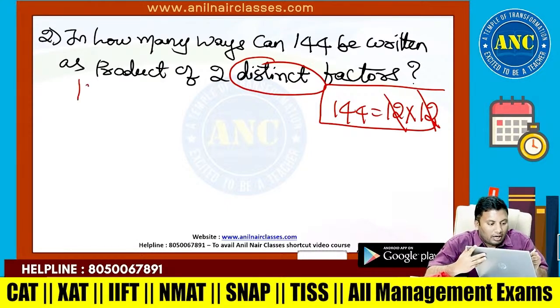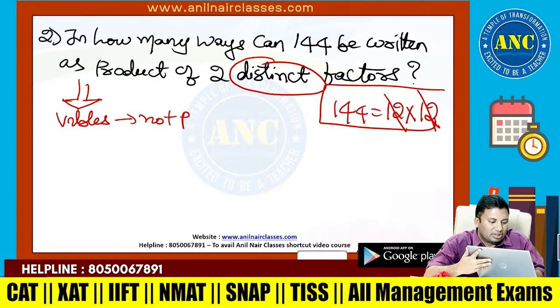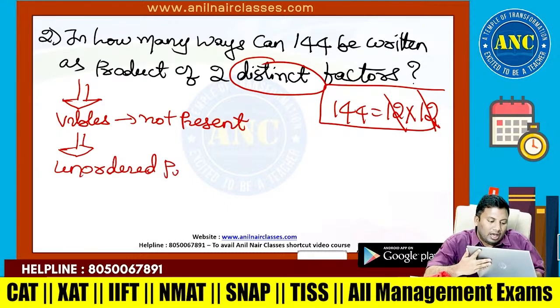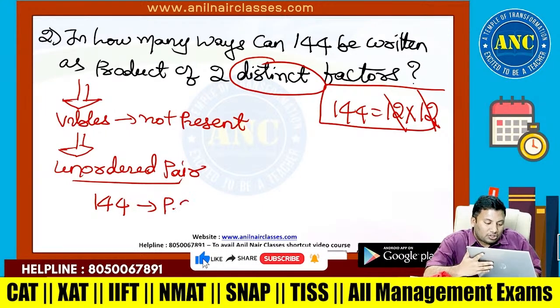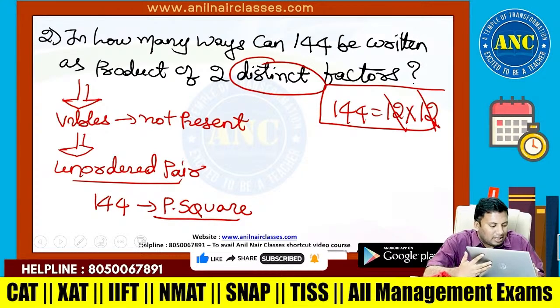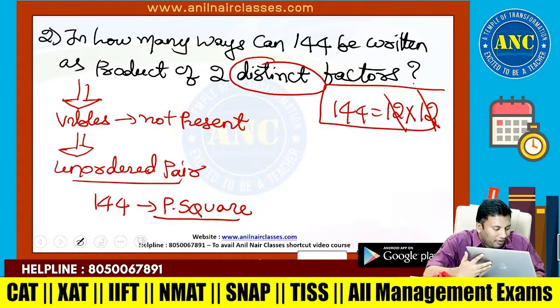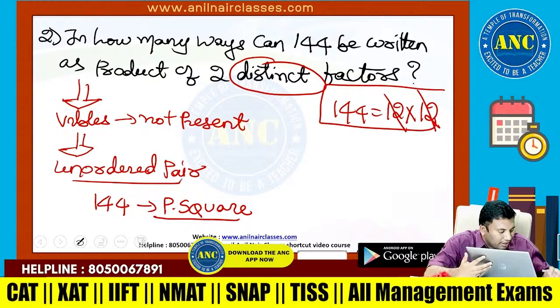Step number 1. Variables are not present in the question. If variables are not present in the question, it is an unordered pair. In an unordered pair, and that too 144 is a perfect square. Hints are there in the question. 144 is a perfect square.